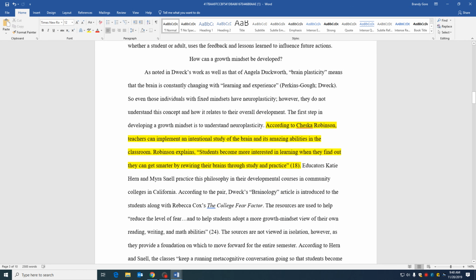Okay. And then let's look at the fact that we do not double cite or anything. So according to Cheska Robinson, teachers can implement an intentional study of the brain and its amazing abilities in the classroom. Robinson explains students become more interested in learning when they find out they can get smarter by rewiring their brains through study and practice. So we don't repeat Robinson here. We just do the page number. We've already given her credit.